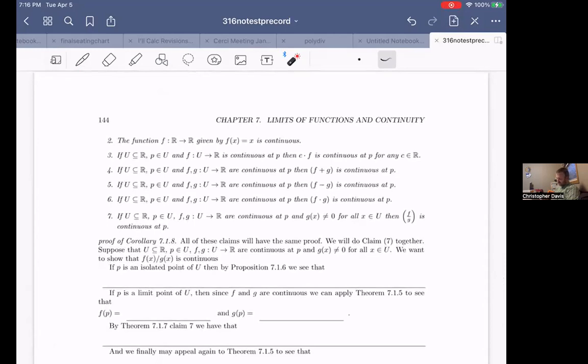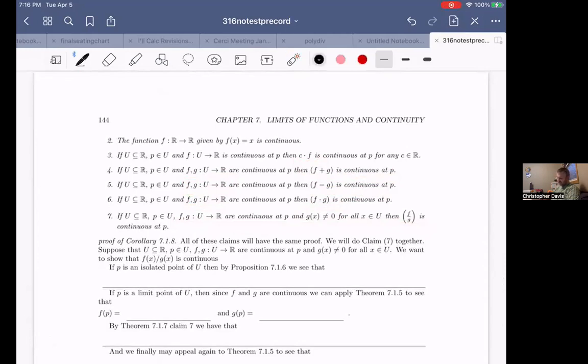If you have a continuous function, then c times f is continuous. If you sum two continuous functions, you get a continuous function. If you subtract two continuous functions, you get a continuous function. If you multiply continuous functions, you get a continuous function. If you divide continuous functions and are very careful to not divide by 0, then you get a continuous function.